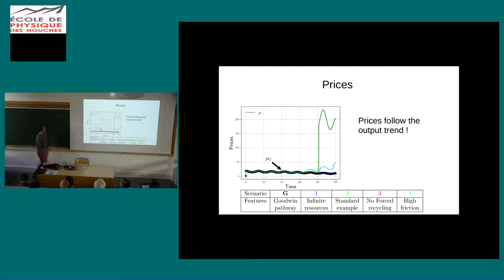So what about the prices? Here the prices are interesting because we can see that in the case of high friction, the prices grow a little bit. And why are they growing a little bit? Because we are leaving the demand more and more. Because we are leaving the demand, the discrepancy between the demand and the production increases, and the prices increase also. In this case, because the production just collapsed in a very sharp slope, the price also increases very quickly.